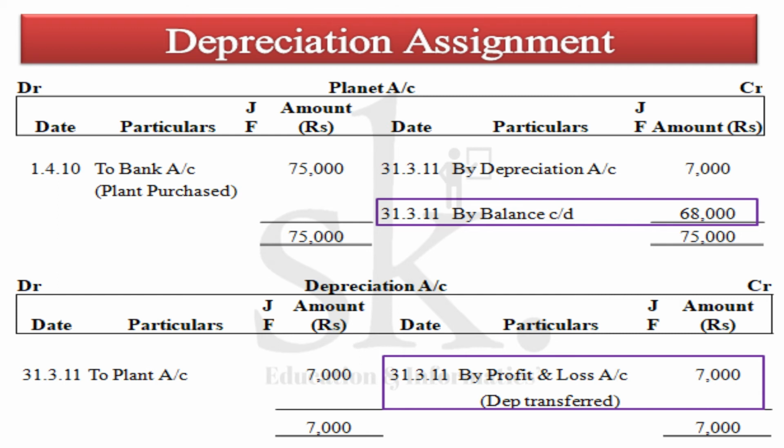Similarly, we also close the depreciation account, which has a balance of rupees 7,000, and this 7,000 rupees has to be transferred to the profit and loss account. The journal entry is profit and loss account debit to depreciation. Therefore, in the depreciation ledger, it will be "by profit and loss account, depreciation transferred", amount of rupees 7,000. Kindly note, it has to be on the closing date of the year, which is 31st of March 2011.